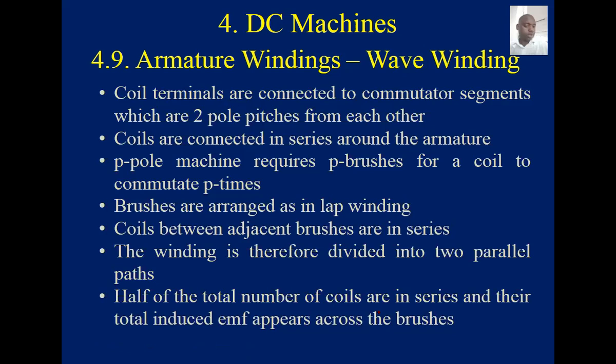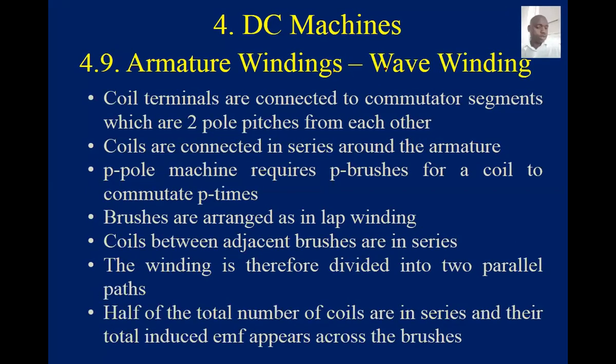So in wave winding, again, the coils are connected to commutator segments which are 2 pole pitches from each other. So we are saying from north to south, that's 1. From south to north, that's 2. So the coil terminals are connected to commutator segments which are 2 pole pitches from each other. And the coils are connected in series around the armature, just like in lap windings.